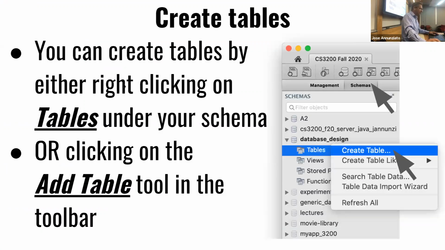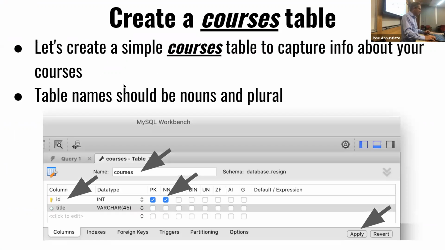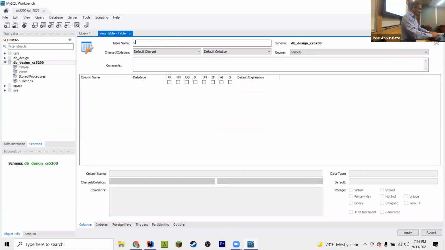All right, so what table are we creating today? The courses table. Let's create a courses table. The naming convention that we're going to be following is that in SQL, the names of the tables are going to be nouns, right? All the tables are going to be nouns, and they're going to be plural. Courses, okay?